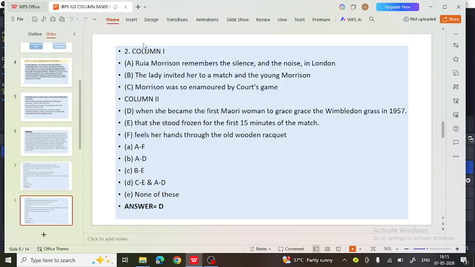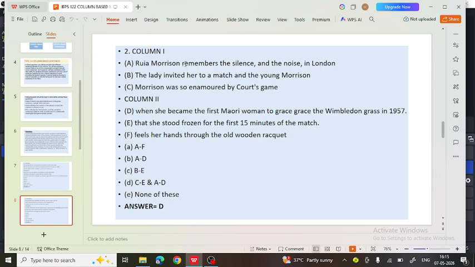Now let's see another example, column 1, column 2. Friends, here you need to read the sentence very fast because there are only a few seconds to solve this type of question. So when you are reading these columns, you have to see even the options given here. AF is given, AD is given, BE is given, CE and AD is given. Now let's see here.